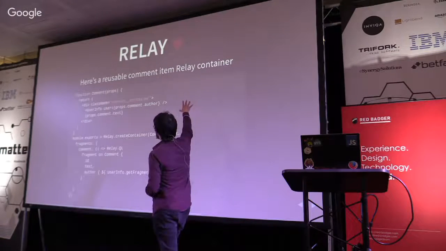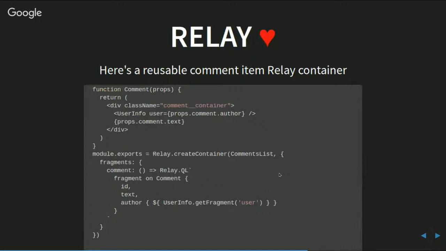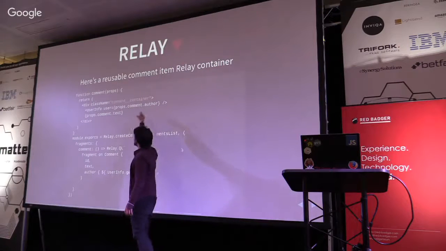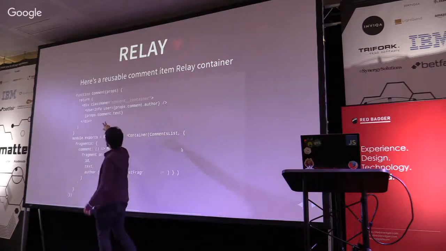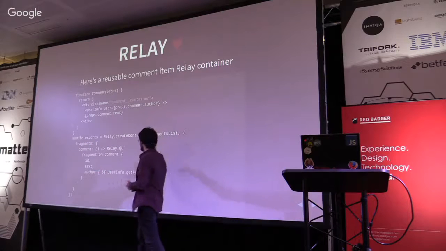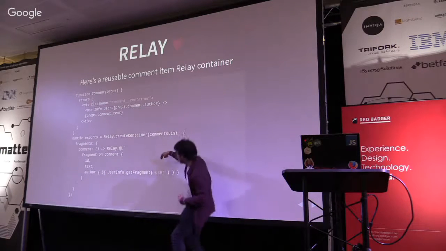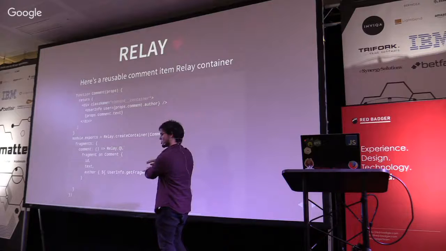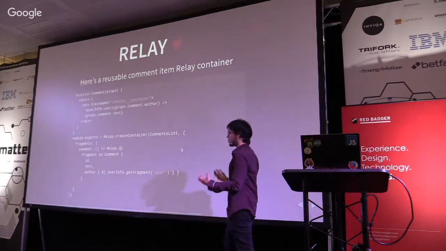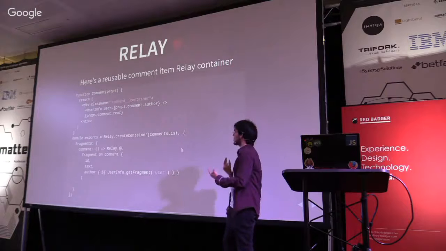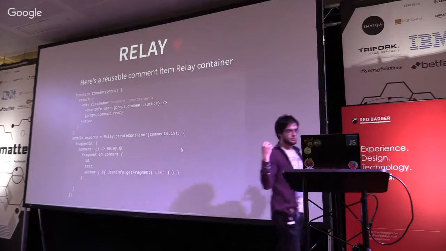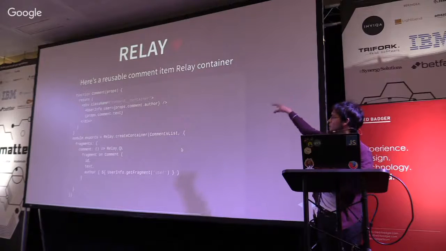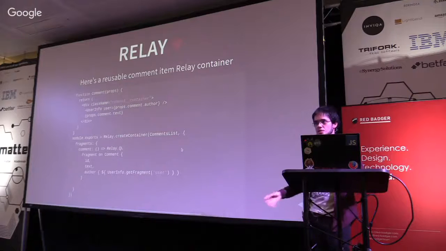So this is a reusable comment item container, and it uses a user info container, which is also a Relay container, which is also a React component. And you can see here the get fragment call, which goes into the user info container to get the user fragment, which is basically an expansion of the fields it wants from the author, and the author is of the type user. And you can basically reuse these things, because the comment is a component which goes below a post, and it's basically dead. You're not going to use the comment anymore.